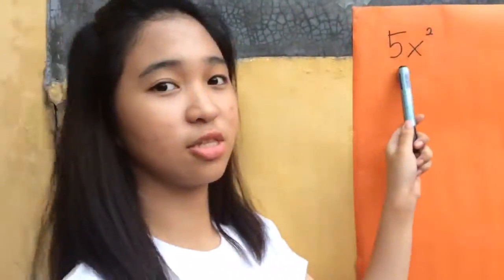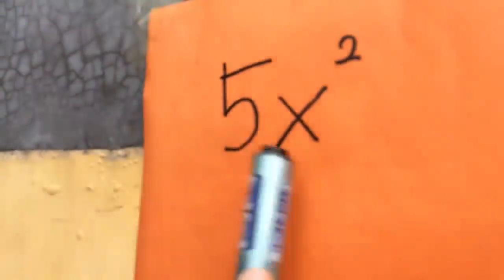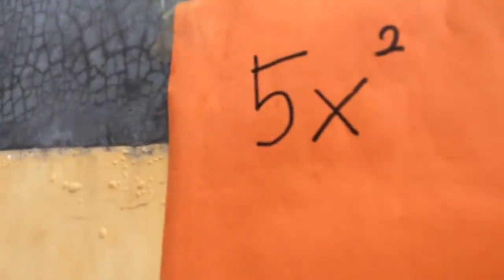Hi, I'm Felicity. Before we begin, let's ask what is an algebraic expression. An example of an expression is 5x squared. This algebraic expression is made up of three parts: the coefficient, variable, and exponent. Altogether, they make a term.